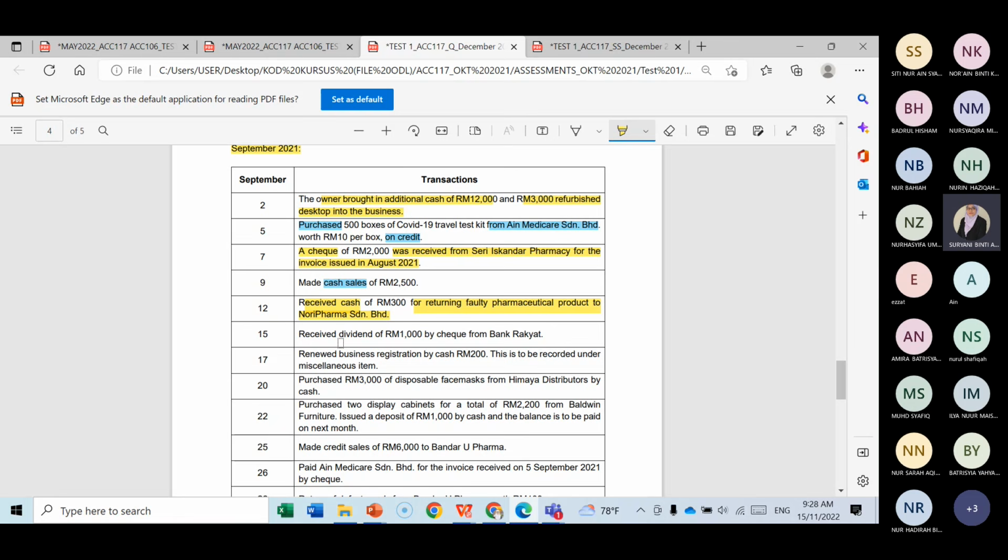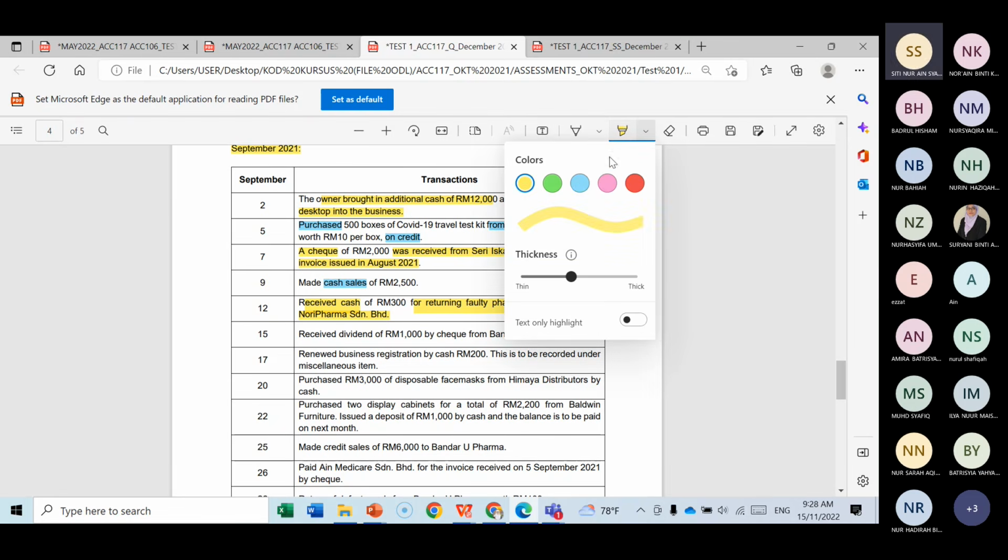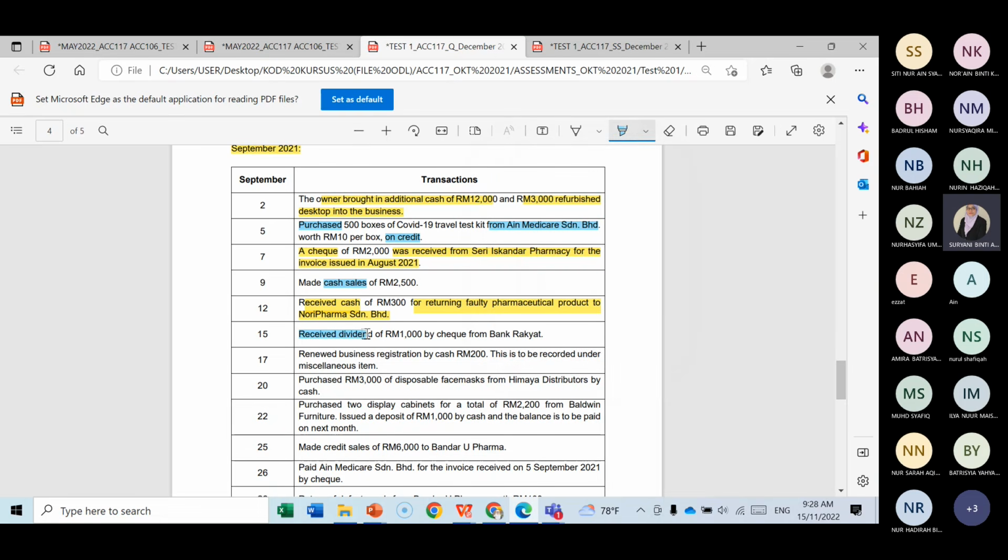Okay. All right. So can we continue? Where did we stop just now? 15, is it? Yes. Okay, on the 15, it's very simple. You receive dividend by check from Bank Rakyat. Dividend is a return on your investment. In this particular transaction, you receive dividend, and you receive the dividend by check. Due to what? Due to your investment in Bank Rakyat.